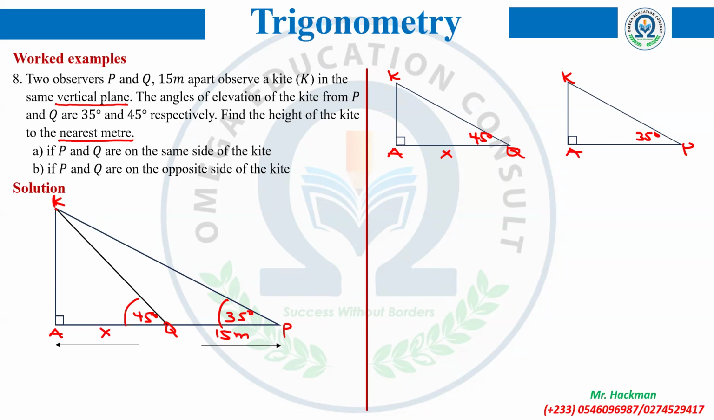Now if this is x, then we also know that the length of AP will be x plus 15. Let me put it in brackets and indicate the unit, but here I'm ignoring the unit. So this is more or less my rough diagram. What do I have? x plus 15.